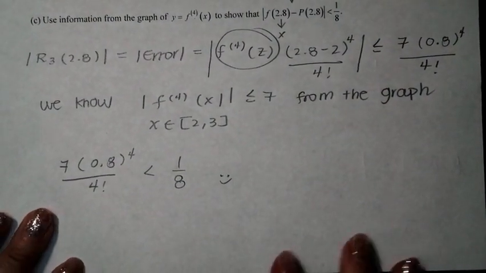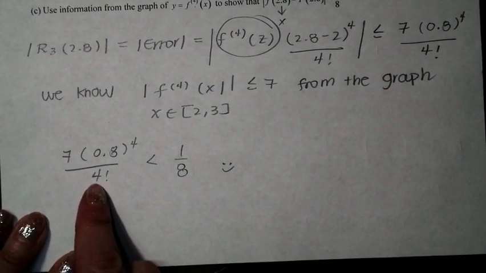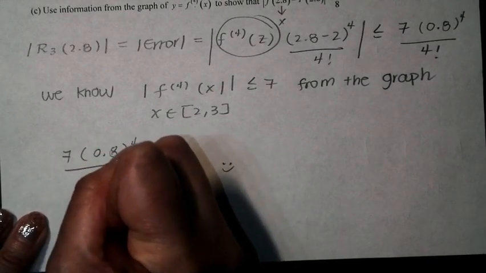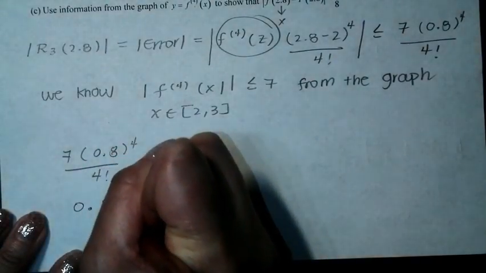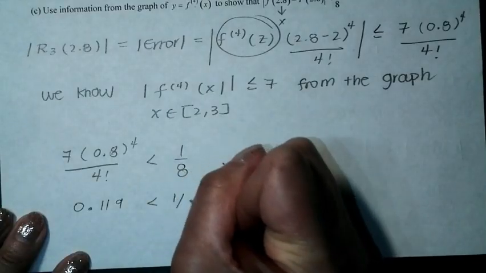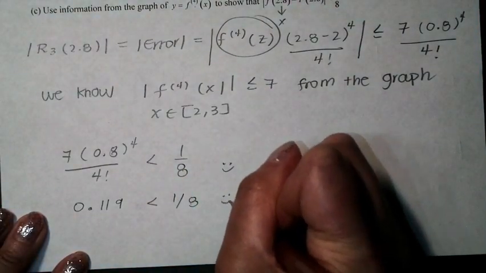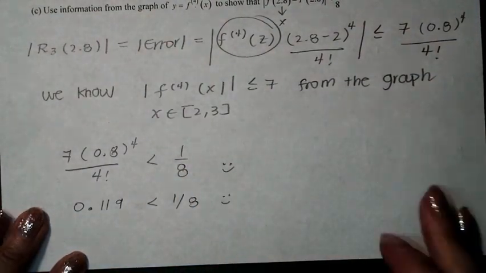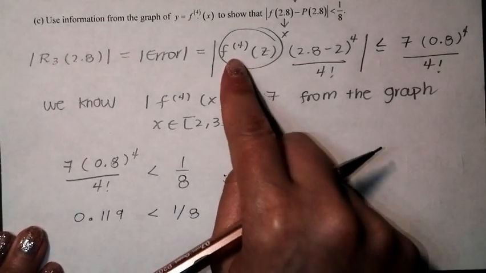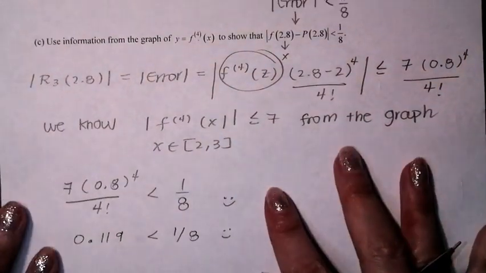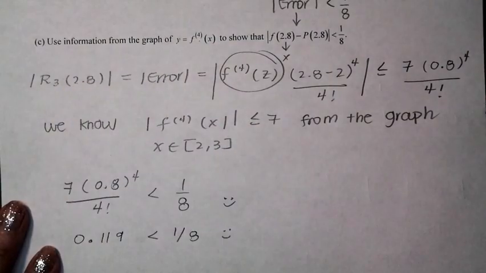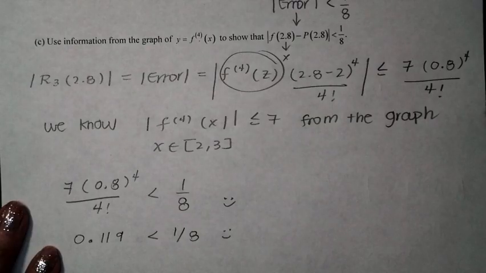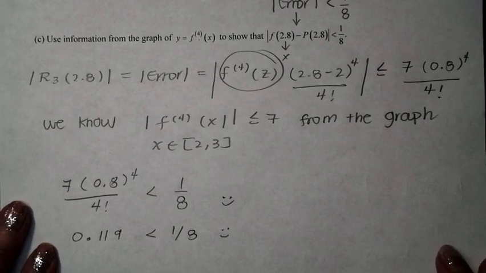If you don't believe me, I plugged this one in the calculator, and this is 0.119, which is less than 1/8. So that's how we prove the situation. In this situation, we're using the fourth derivative because your approximation was based on the third degree Taylor polynomial. Remember, we always go one above the one that you have for the Lagrange error bound.